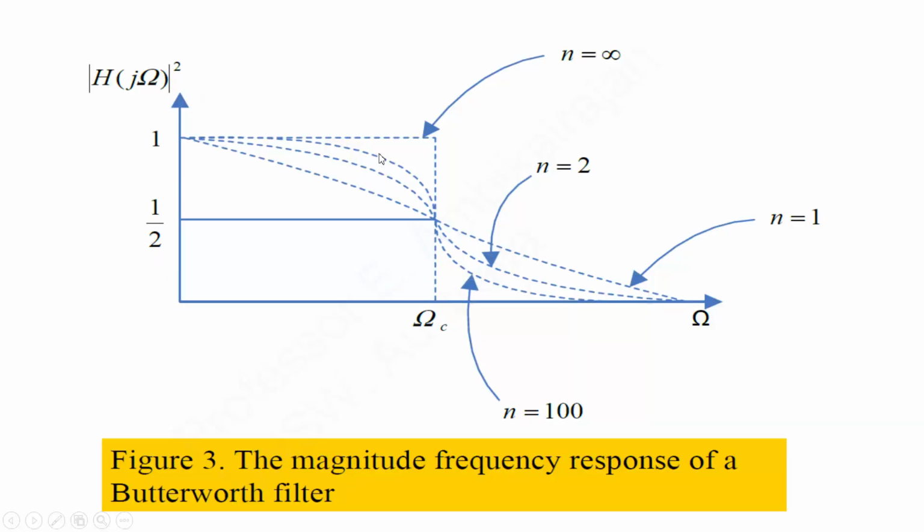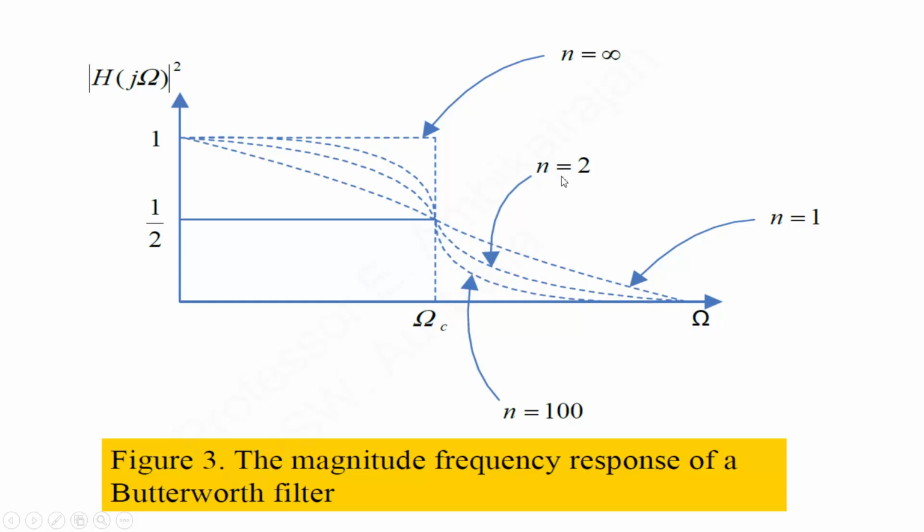Now let's look at the frequency response in terms of power, equivalent to power. That's because we are taking the magnitude square. Now this point is the 0 dB point. I will come to the dB curve also, but let's say this is 1, the gain is 1 here, and if you look at n equal to 1, n equal to 1 is almost a straight line.